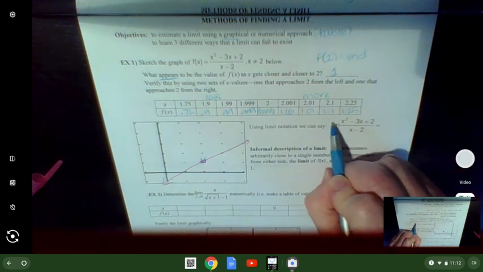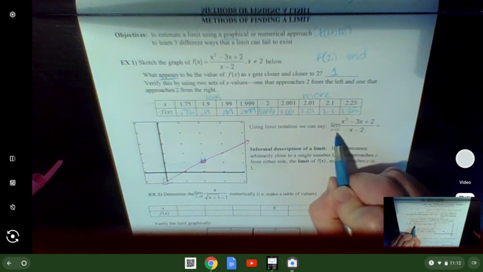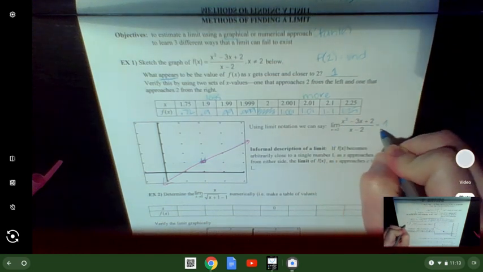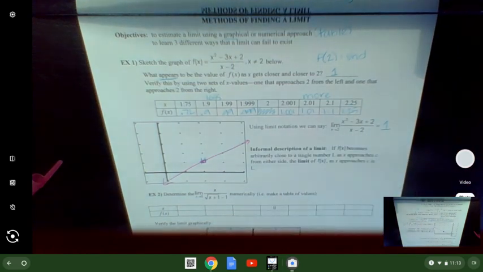The limit of my function, or what would I expect my function to be doing as I get closer and closer to 2? I would expect my function to be giving me a value of 1. True limit notation: what would I expect to happen, not necessarily what is happening.